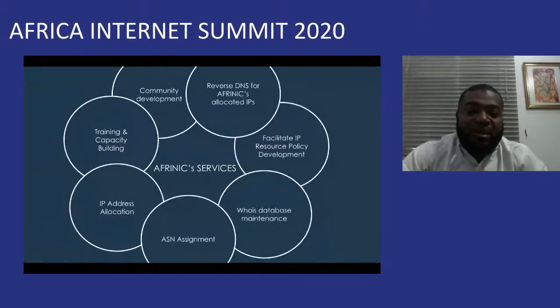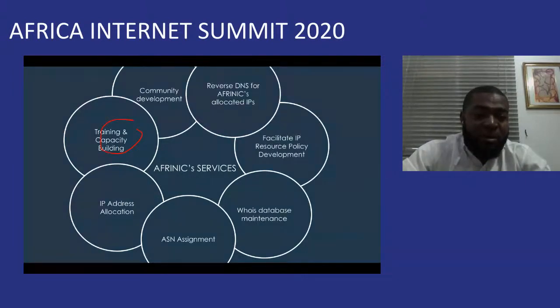Now let's talk about the services that we provide at AFRINIC. We have capacity building. The core function is IP allocation. This is the core function of a regional internet registry, and AS, autonomous system number assignment. Those are the core functions.